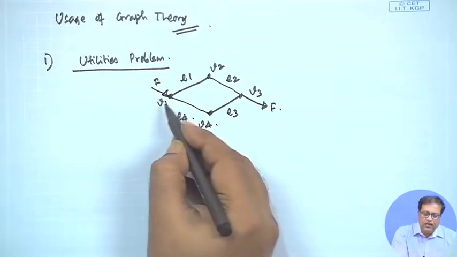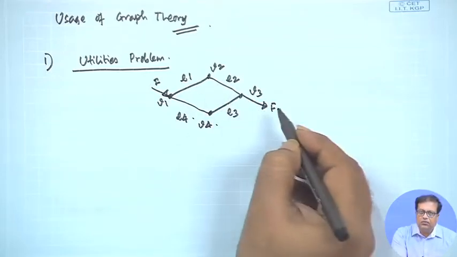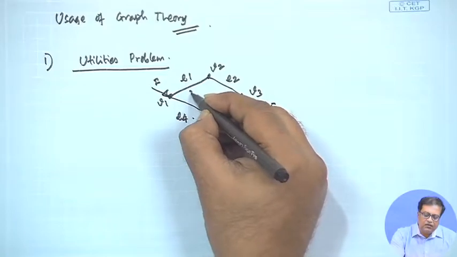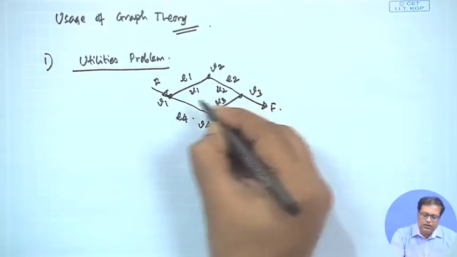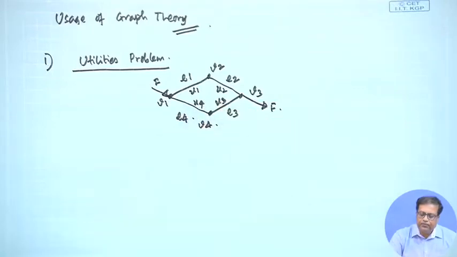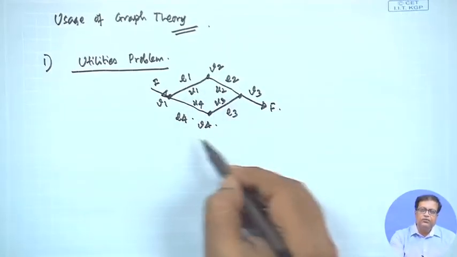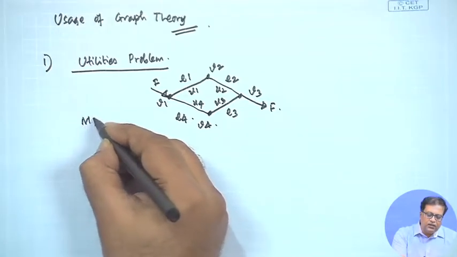Now, as the flow F goes, the flow will be divided into this and it will pass through that. If it passes through this edge E1, suppose it has a utility, E1, U2, U3 and U4. So, a utility problem will really ask, how should I assign the flow so as to maximize my utility?